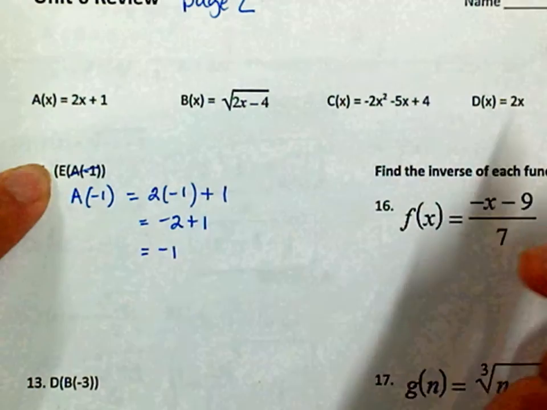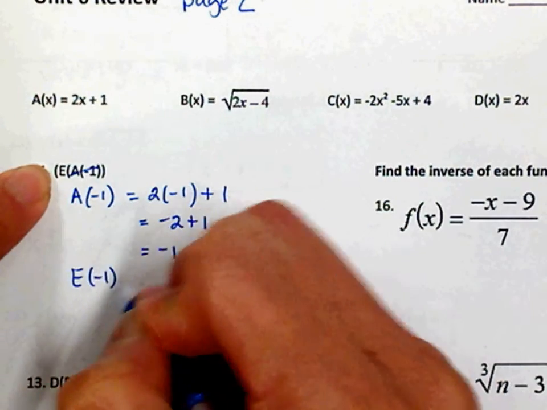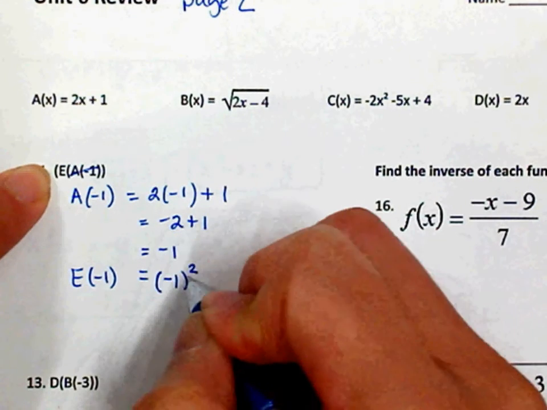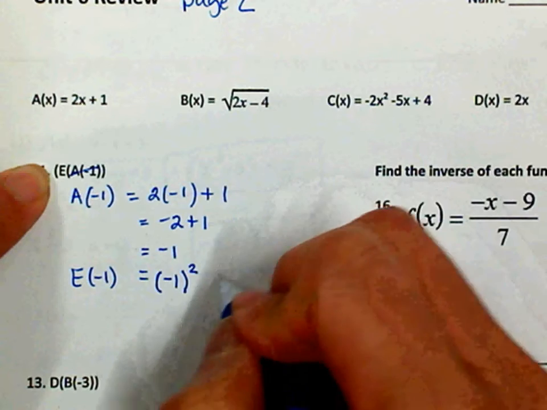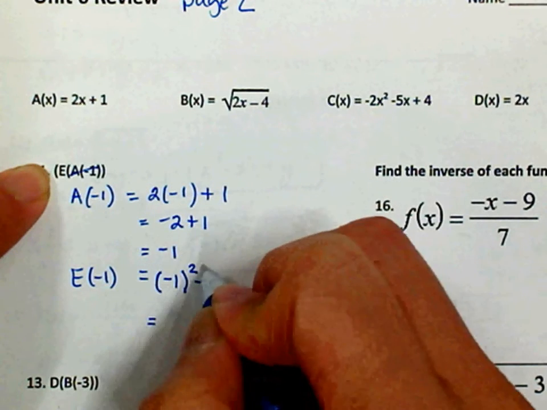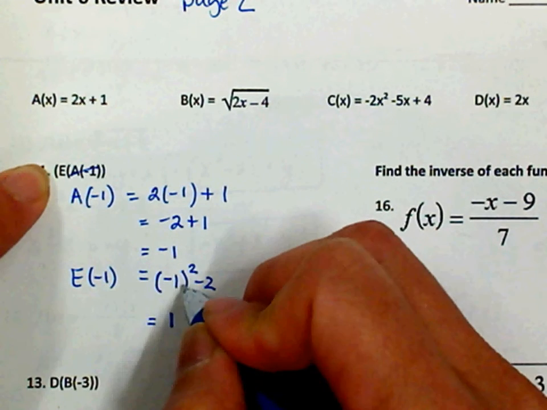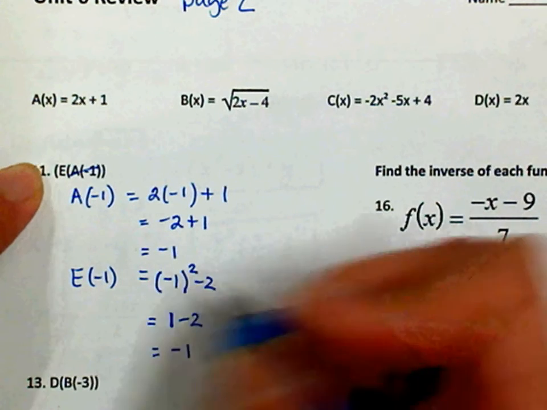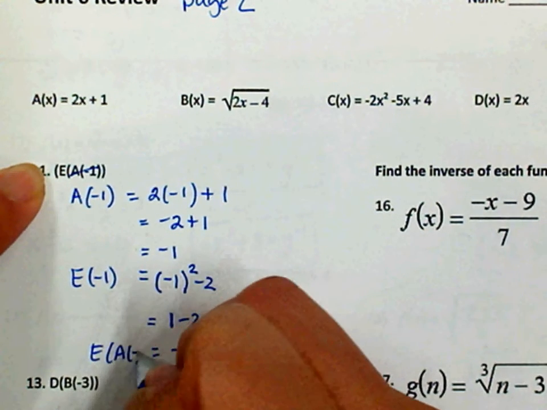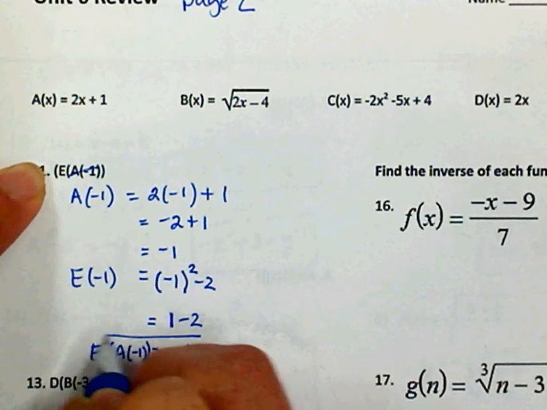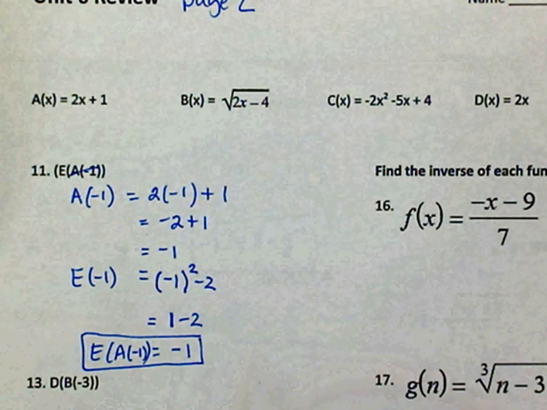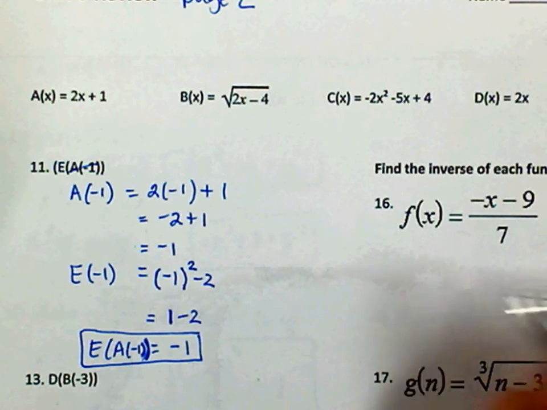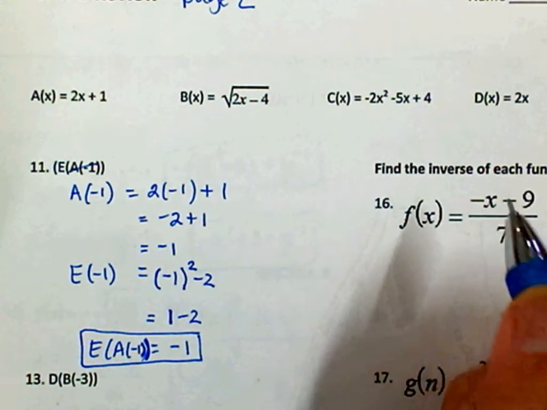I'm going to plug that into my e function. Okay? And e has x squared, so I'm going to put -1. Remember how I said put parentheses around them? (-1) squared minus 2. -1 squared is +1, because that's -1 times -1, minus 2. 1 minus 2 is -1. So e of a of -1 is -1. There you go. And that is 2 parentheses, if you're wondering what that is. Okay? All right, let's look at number 13.